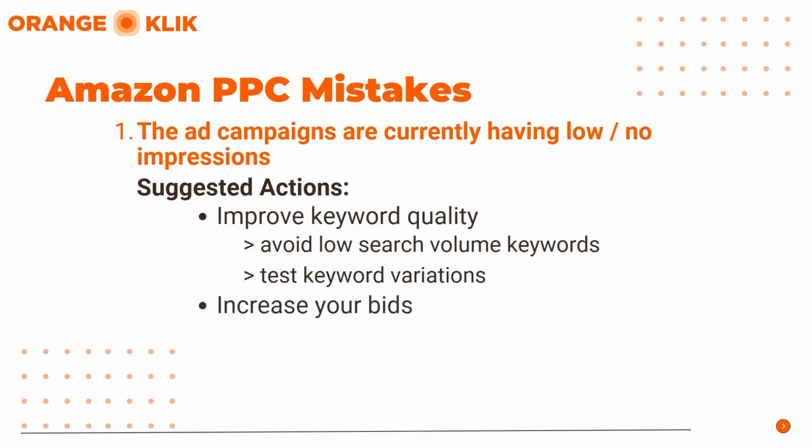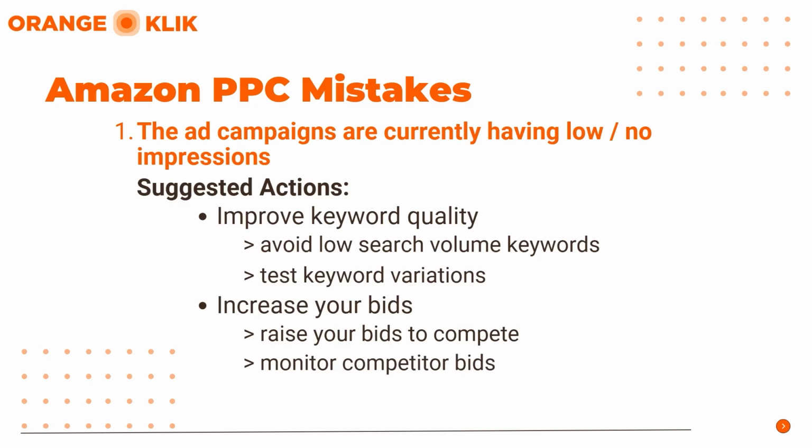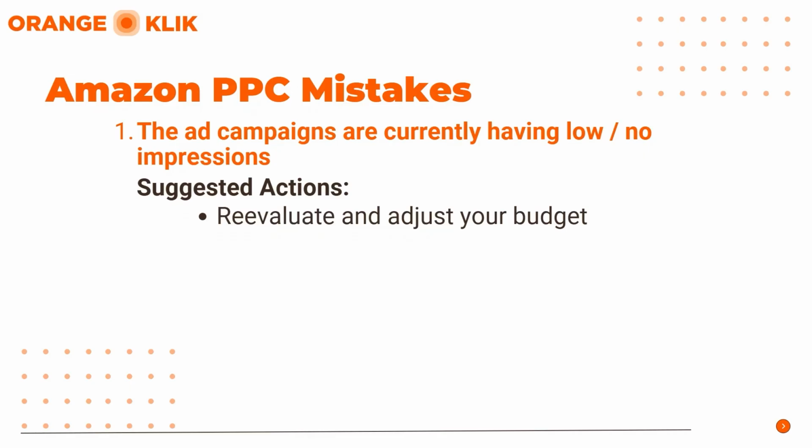Next tip is to increase your bids. Raise your bids to compete. If your ads are not appearing due to low bids, increase your bids to make sure your ads are competitive in the auction and get more visibility. Next is to monitor competitor bids. Regularly check competitors' bid levels and adjust your own bids to stay competitive while staying within your desired cost per click range. When you're done with this, reevaluate and adjust your budget.